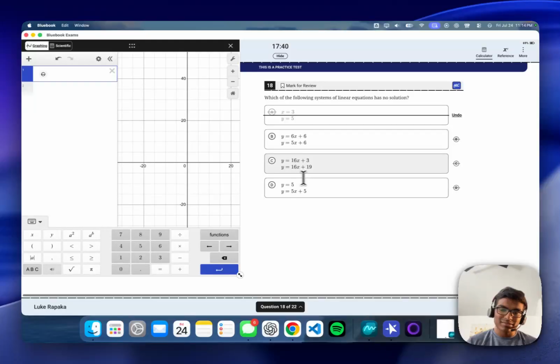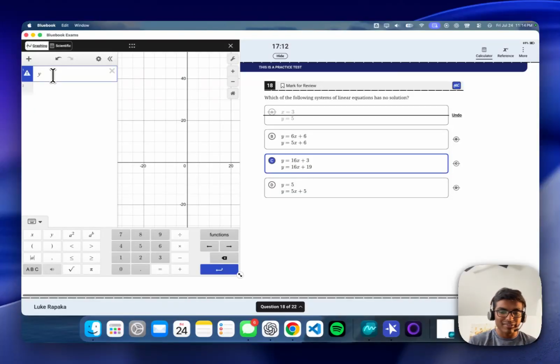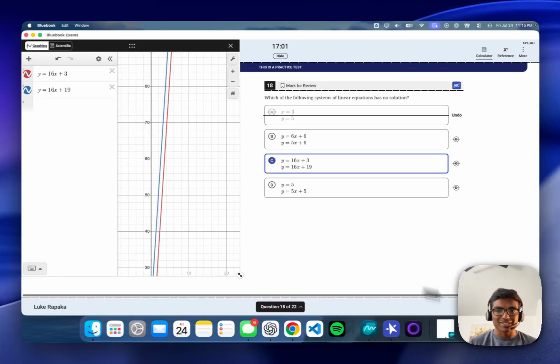Before even going through all of these, we know that for a system to have no solution, the lines need to be parallel, right? If two lines are parallel, they have the same slope. These slopes are different. These slopes are the same, so they're never going to intersect. I can even graph that out, 16x plus 3. Look at that, just parallel. It goes on forever parallel because the slopes are the same, never intersecting.